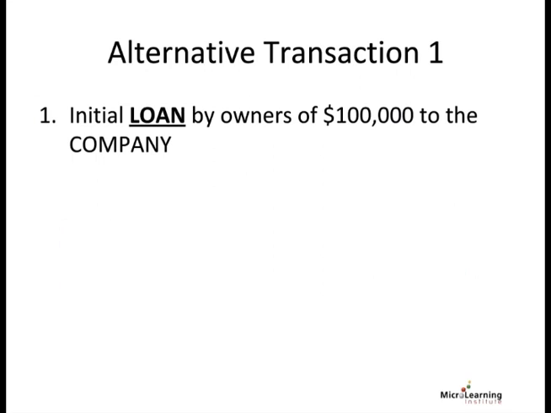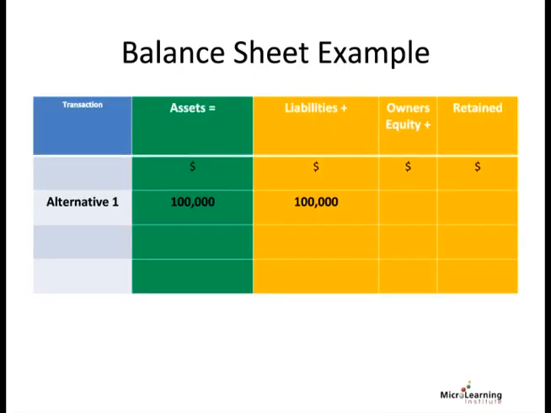Note that the owners could have given a loan to the company. This is called a director's loan. The loan would be repayable by the company to the directors. In this transaction, the owners lodge $100,000 cash into the company bank account on the understanding that this $100,000 will be repaid to the owners in the future.